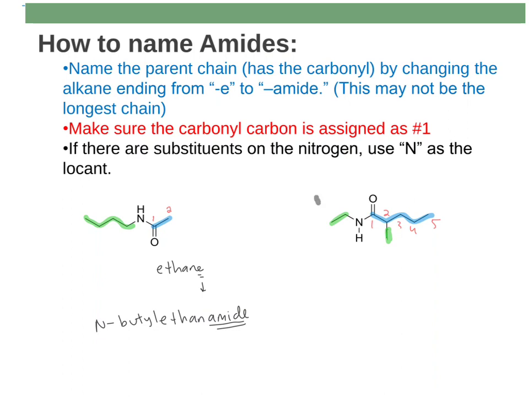I have an N-ethyl, and I have a 2-methyl group. So E comes before M, so this is going to be N-ethyl, 2-methyl, and then I have 1, 2, 3, 4, 5, so pentanamide. And I didn't mention this, but it's like with aldehydes or carboxylic acids, where you don't have to say what number the carbonyl is because it's always going to be number 1.